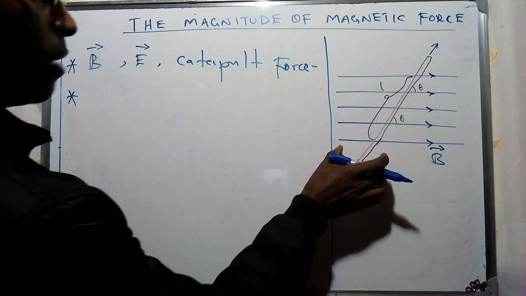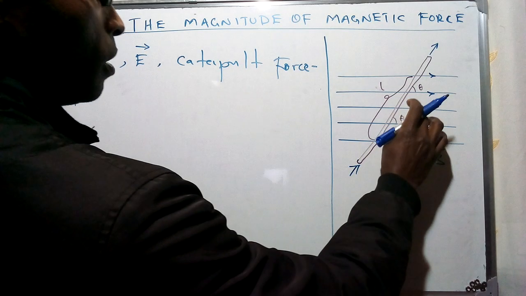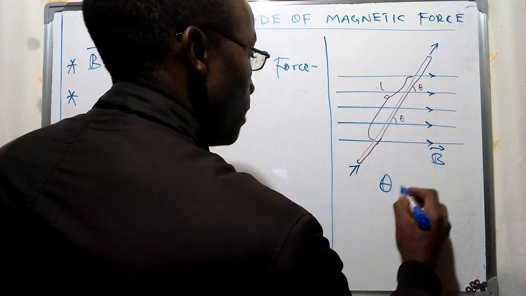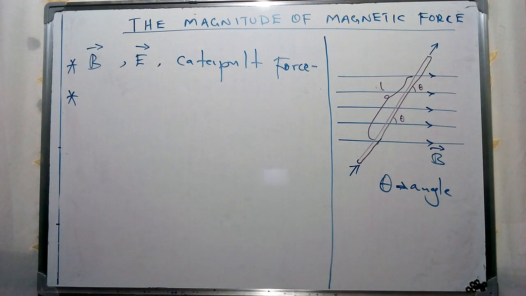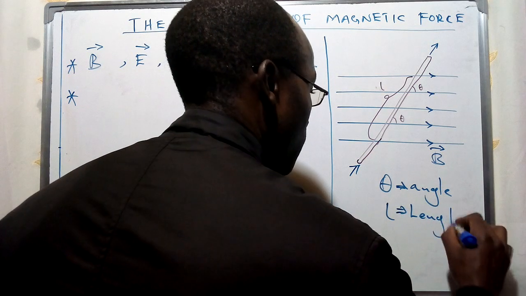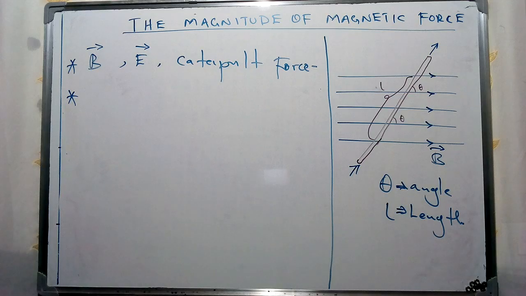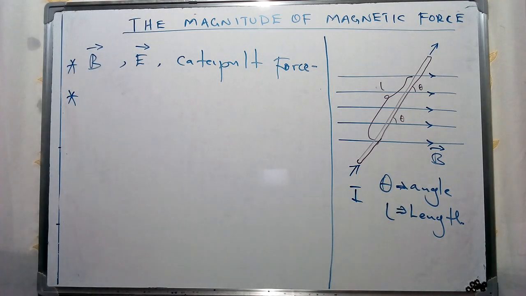Then I'm going to have a current carrying conductor, which is interacting with this magnetic field at an angle. I've given this angle as theta. This is the angle of interaction between the magnetic field and the current carrying conductor. And L implies the length of this conductor. Therefore, we're going to look at the relationship between the current, the magnetic field, and the length of this conductor, and that's going to give us the magnitude as I've said.